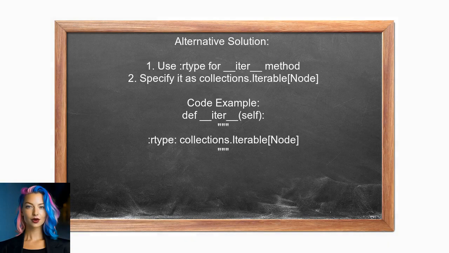If you prefer to document the return type of the __iter__ method directly, you can use the rtype directive with collections.Iterable[Node]. This clearly indicates that the method returns an iterable of Node objects.